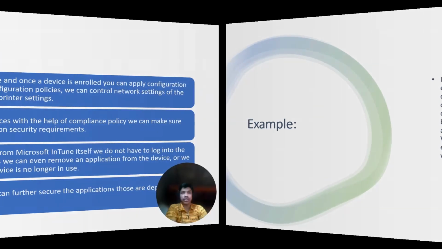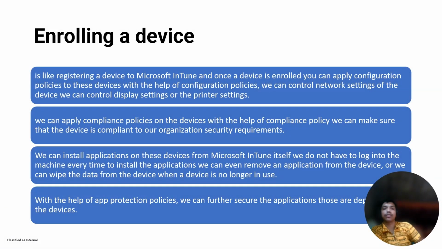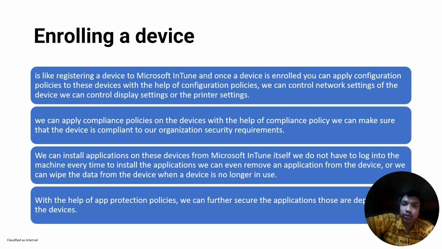So let's understand what enrolling a device is. Enrolling a device is like registering a device to Microsoft Intune, and once a device is enrolled, you can apply configuration policies to the device. With the help of configuration policies, we can control network settings of the devices, we can control display settings of the printer, and we can apply compliance policies on the devices. With the help of compliance policies, we can make sure that the devices are compliant with the organization policies, and this also refers to the organization's security requirements.